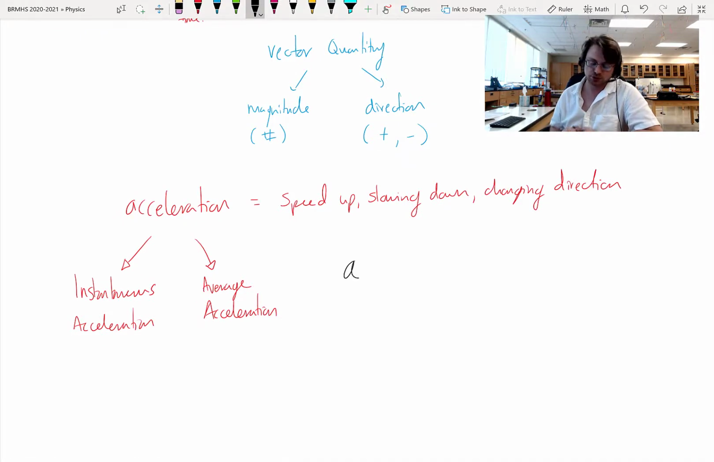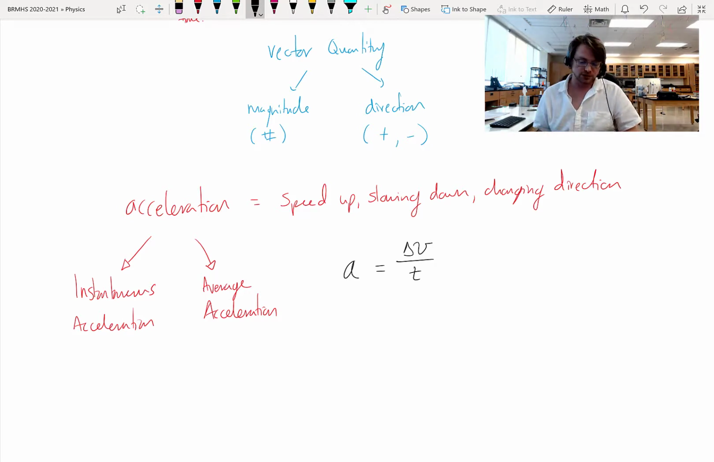So average acceleration would have that bar over it, just like we mentioned with average velocity, but I'm not going to write it. We don't need it. Acceleration is the change in velocity, so I can write delta v divided by time, or change in time. So it tells us how quickly our velocity is changing. Acceleration is how quickly our velocity is changing.